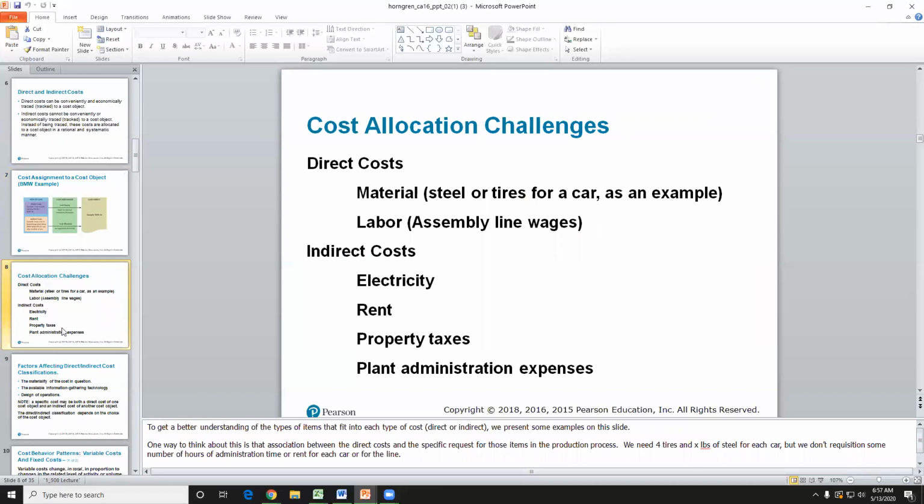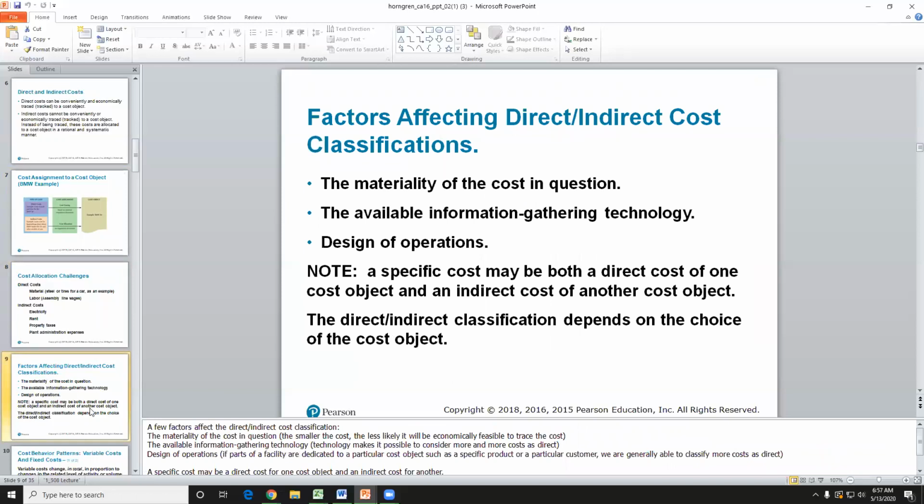So here's some examples. Direct cost, direct material, direct labor, and here's some indirect cost. So again, at this point, we just want to get the terminology. So what affects whether I classify something as direct or indirect? Well, basically, if I can easily trace it, cost effectively trace it to the cost object, I'm going to call it a direct cost.